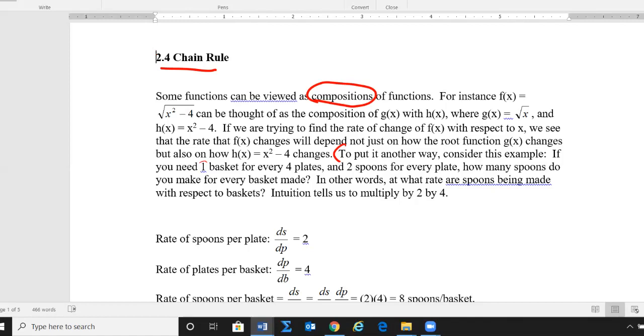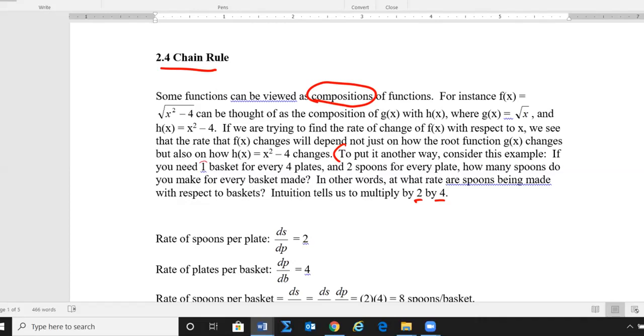Now the 2 and the 4 are actually rates. It says 1 basket for every 4 plates. So you can say 4 plates per basket. That's a rate. 2 spoons per plate. So these are rates. And in order to get the rate of spoons per basket, you have to multiply these other 2 rates, the number of spoons per plate by the number of plates per basket. And that'll give you that number.